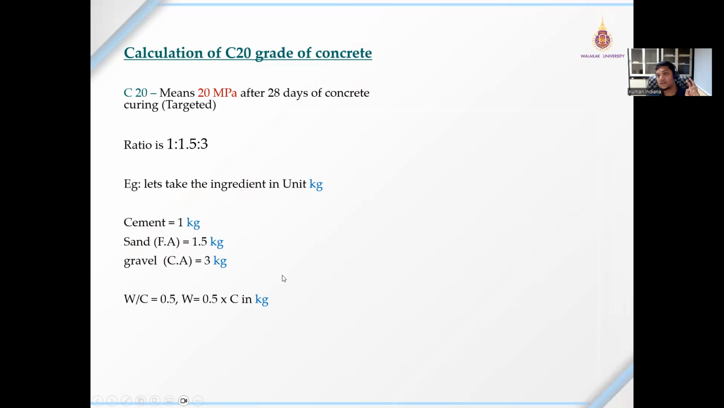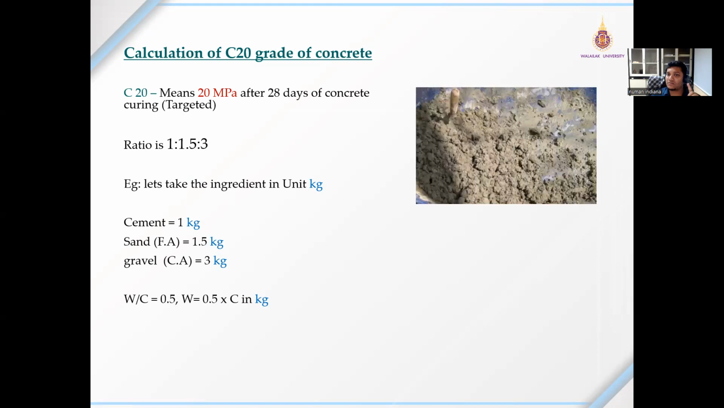As I said, for the water cement ratio you have to consider 0.4 to 0.6. Here I have taken 0.5 as a basic. Then the water will be the multiplication of cement with the 0.5 ratio in kg, because the cement is in kg. So we calculate water in kg.